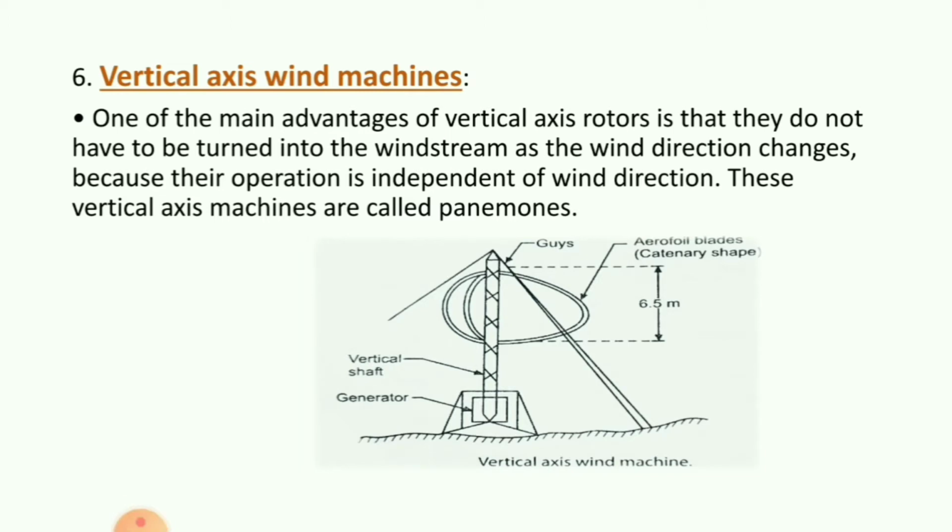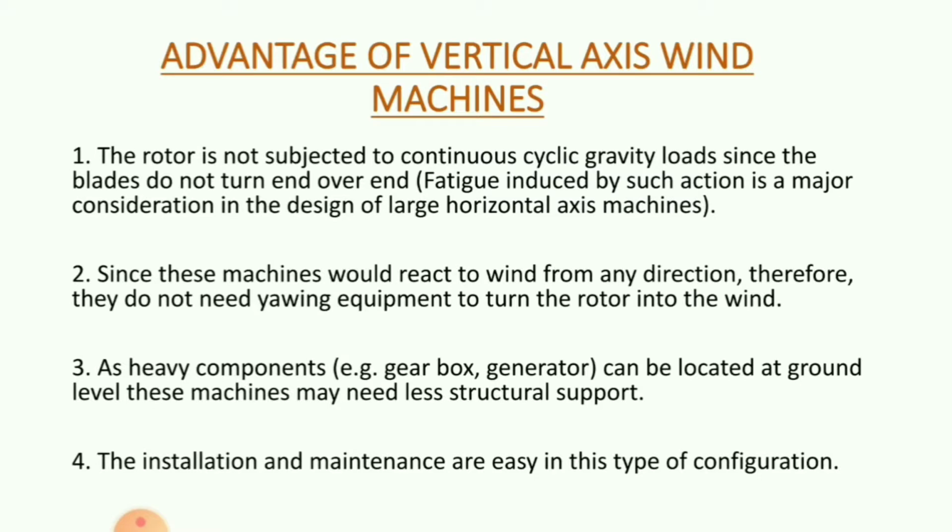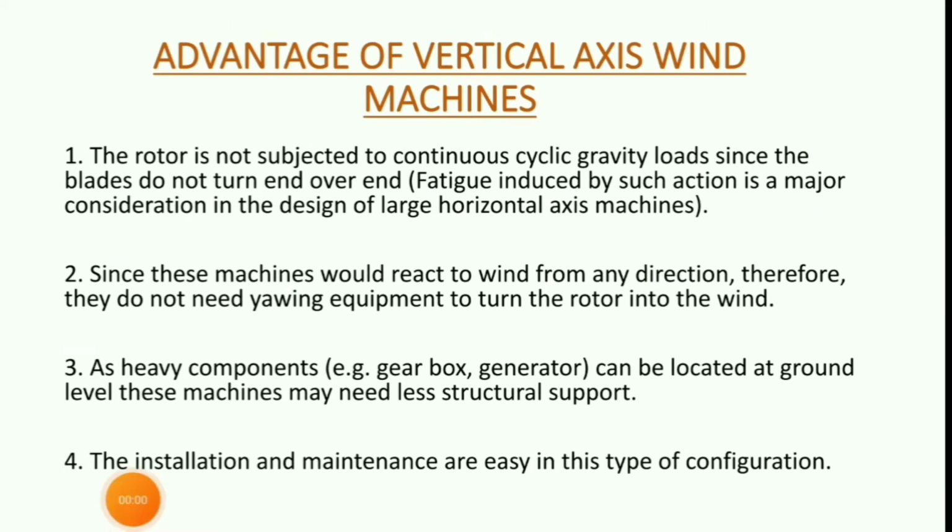Then we will know about the advantages of vertical axis wind machines. Number 1. The rotor is not subjected to continuous cyclic gravity load since the blades do not turn end over end. Number 2. Since these machines react to wind from any direction, they do not need yawing equipment to turn the rotor into the wind.